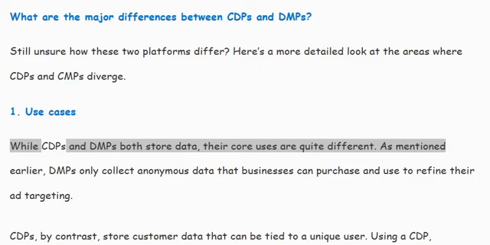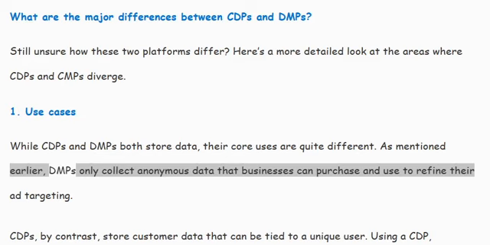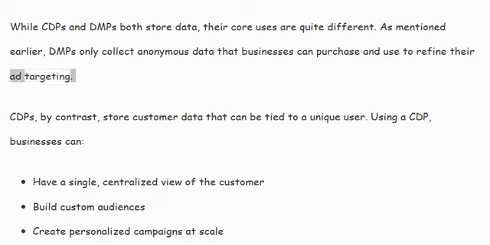While CDPs and DMPs both store data, their core uses are quite different. As mentioned earlier, DMPs only collect anonymous data that businesses can purchase and use to refine their ad targeting. CDPs, by contrast, store customer data that can be tied to a unique user.